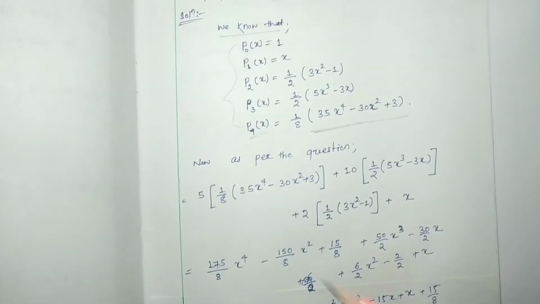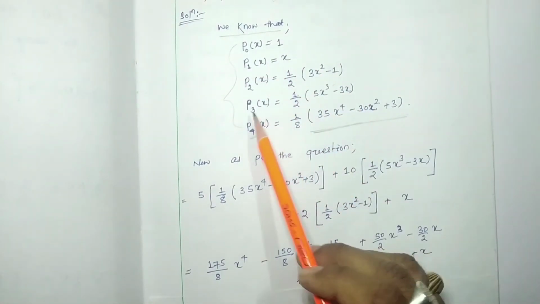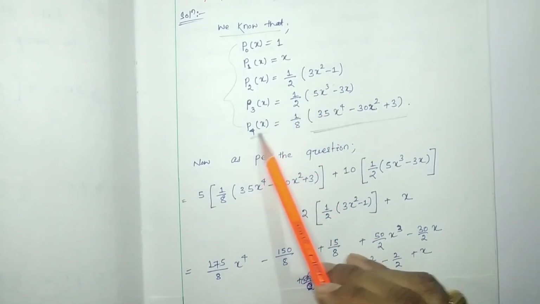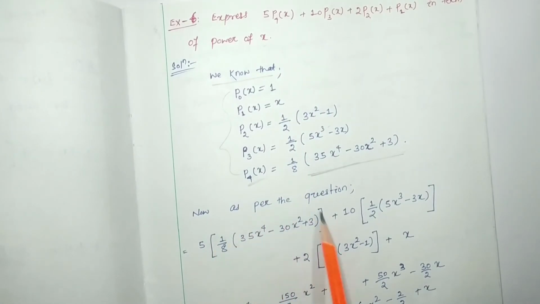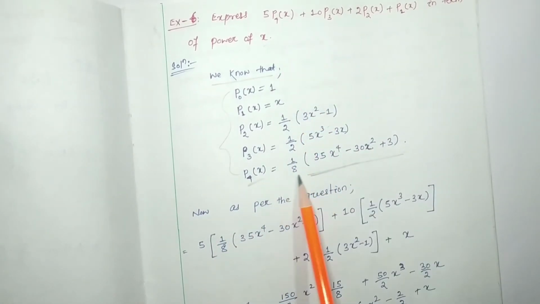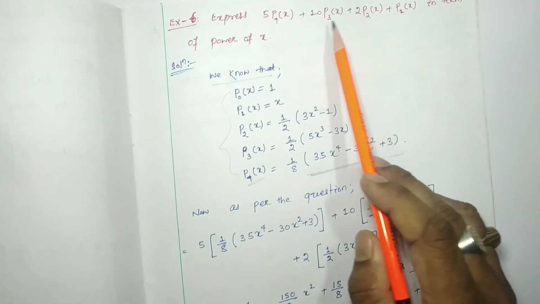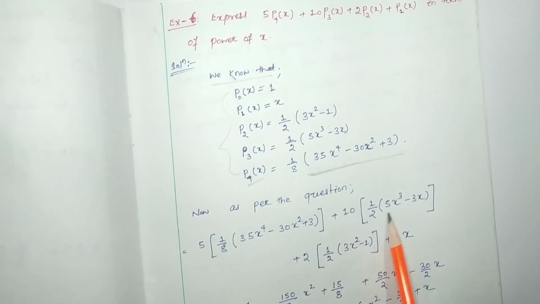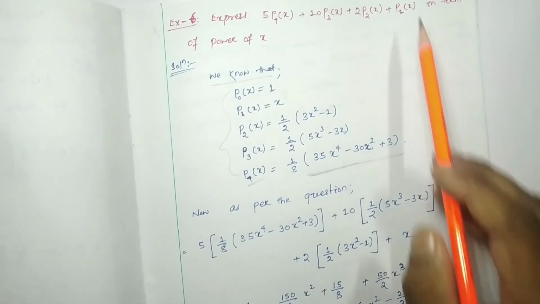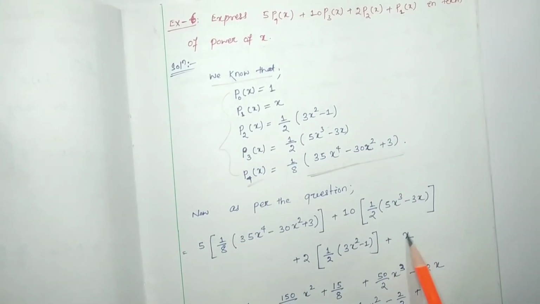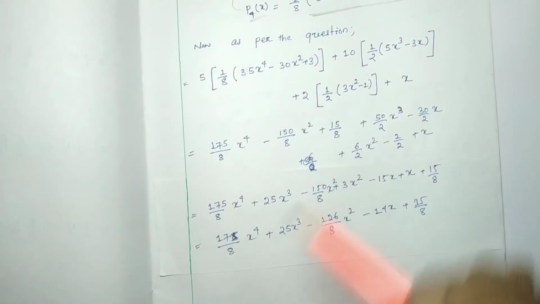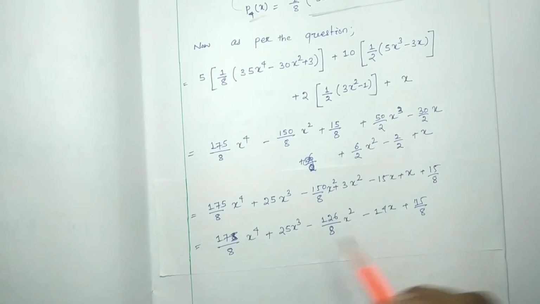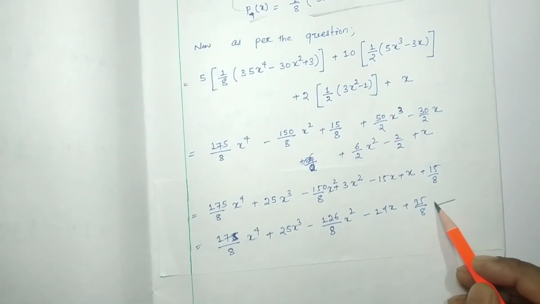So here we know that P0(x), P1(x) is this much, P2(x), P3(x) and P4(x) are these. Now as per the question, 5 into P4(x), where for P4(x) we substitute this one, and 10 into P3(x), 2 into P2(x), and then P1(x) which is x. To simplify, pause the video and write down the steps. At last you can find this one. This will be the answer.